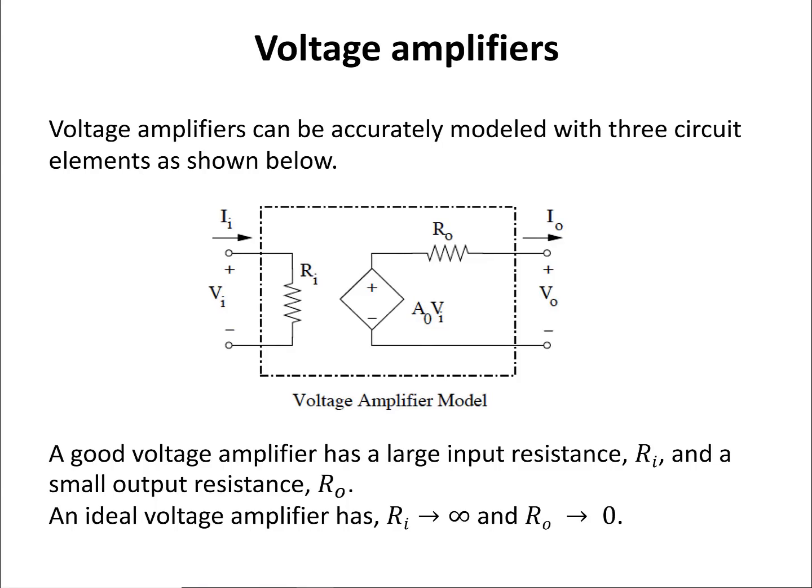Now, voltage amplifiers can be accurately modeled with three circuit elements, namely Ri, the input resistor, Rout, the output resistor, and a voltage dependent voltage source with the value of A0 multiplied by Vi. A good voltage amplifier has a large input resistance, or Ri, and a small output resistance, or Rout. An ideal amplifier has Ri that goes to infinity and Rout that goes to 0.